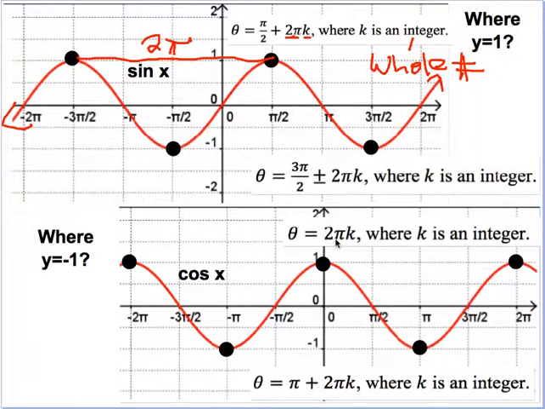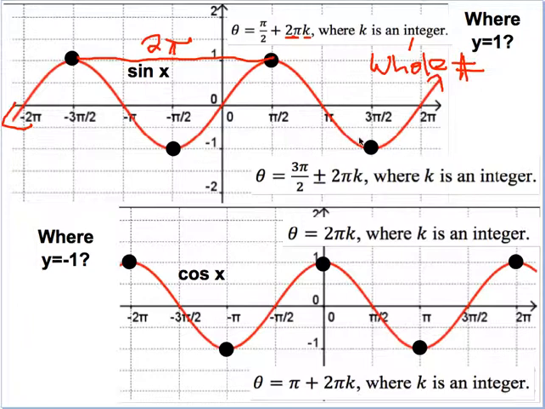So if k was 0, 0 times 2 pi would give you 0. If k was negative 1, you get negative 2 pi. So you'll get all of your solutions when y is equal to positive 1. Now, you might have one of the test versions where it asks you about negative 1. For sine, you get to negative 1 at negative pi over 2 and 3 pi over 2.